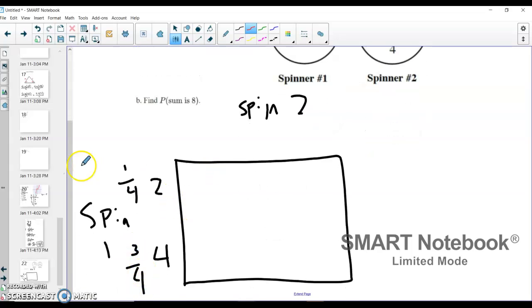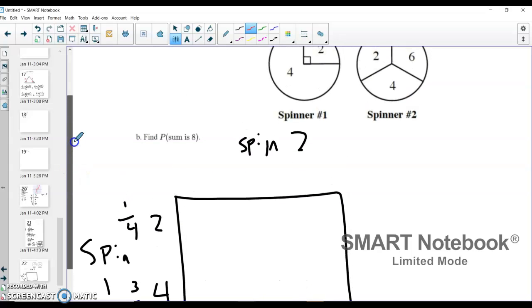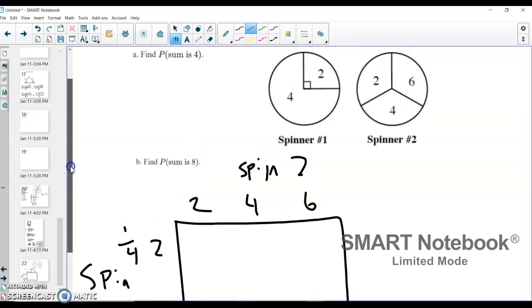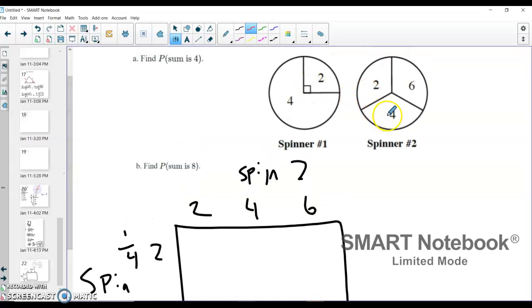Okay. For spin 2, I have three possible outcomes. Either I can get a 2, a 4, or a 6. And the probability of getting a 2 is the same as the probability of getting a 4, and the probability of getting a 6. They're all the same because it's split equally into thirds. And so you have a 1/3 chance of getting a 2, a 1/3 chance of getting a 4, and a 1/3 chance of getting a 6.